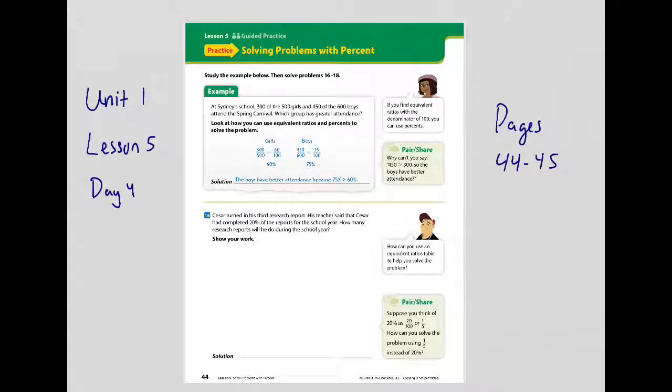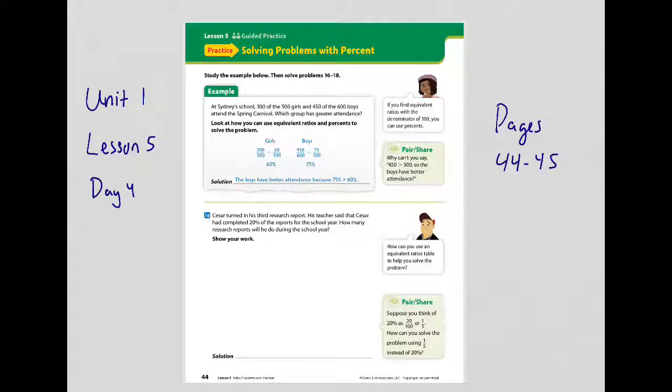We are going to practice solving percent problems. Some of these you're going to find the percent of the number. In other words, you're going to find the part. Some of these you're going to be given the part and you're going to have to find the whole amount, which is solved a little bit differently.